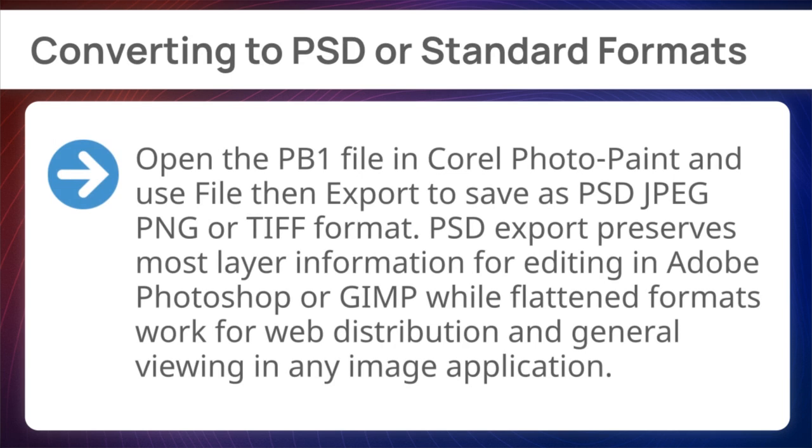Open the PB1 file in Corel Photo-Paint and use File then Export to save as PSD, JPEG, PNG, or TIFF format. PSD export preserves most layer information for editing in Adobe Photoshop or GIMP, while flattened formats work for web distribution and general viewing in any image application.